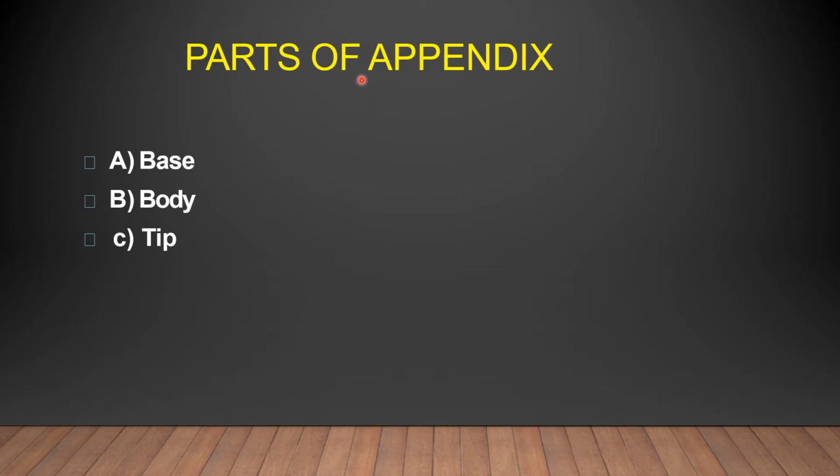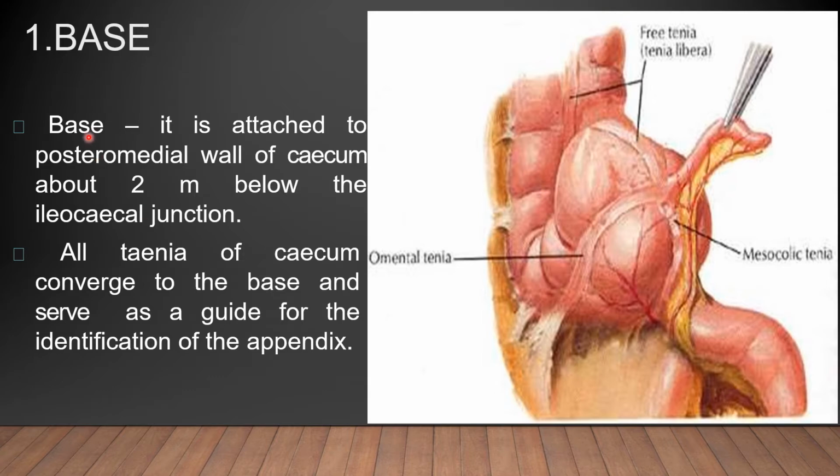About the parts of appendix, it has a base, body and a tip. About the base, it is attached to the posterior medial wall of cecum, 2 cm below the iliocecal junction. All tinea of cecum converge to the base and serve as a guide for the identification of appendix.